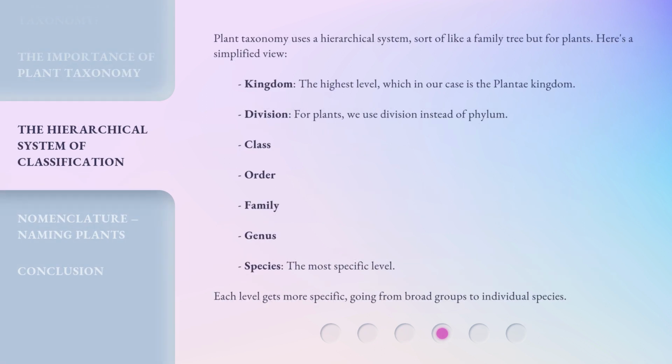Plant taxonomy uses a hierarchical system, sort of like a family tree but for plants. Here's a simplified view. Kingdom. The highest level, which in our case is the plantae kingdom. Division. For plants, we use division instead of phylum. Class. Order. Family. Genus. Species. The most specific level. Each level gets more specific, going from broad groups to individual species.